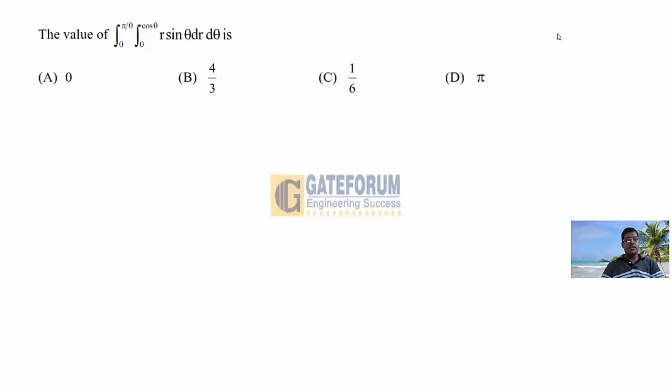The question is: the value of the double integral, 0 to pi by 2, 0 to cos theta, of sin theta dr d theta is. Four options A, B, C, D are given. This question is from engineering mathematics, from the topic calculus, subtopic multiple integrals. There is a double integral. Here, typing error, this is pi by 2.